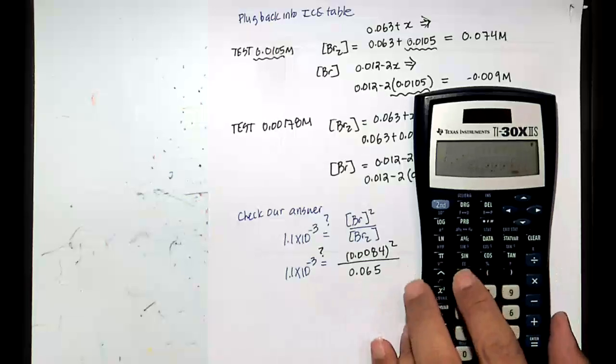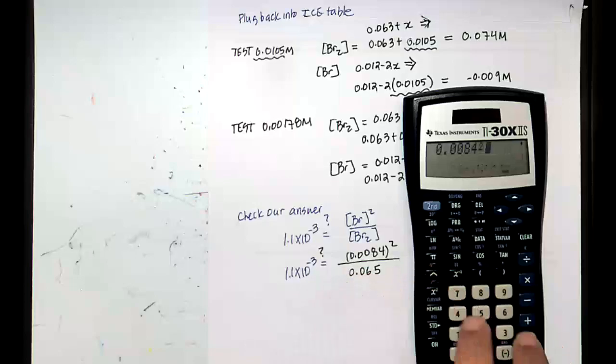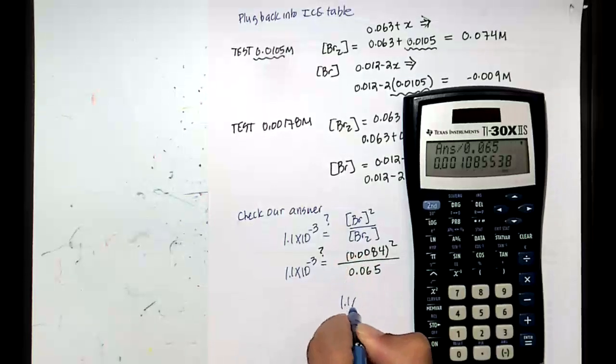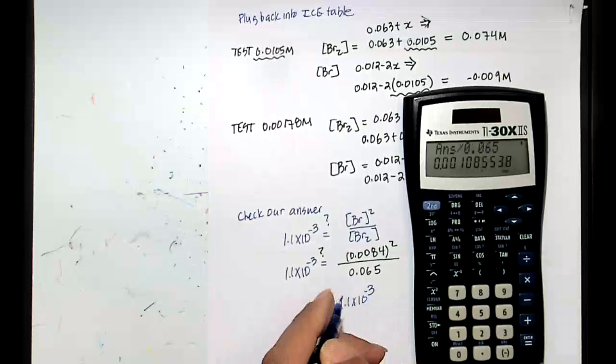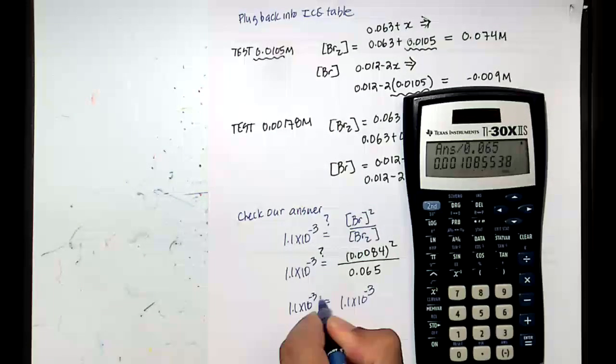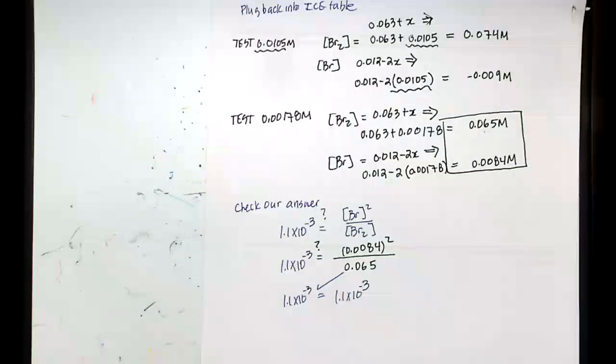Let's check this out. 0.0084 squared divided by 0.065. What do you guys get? Yep, 1.08, which is 1.1 times 10 to the minus 3. This is the right answer.